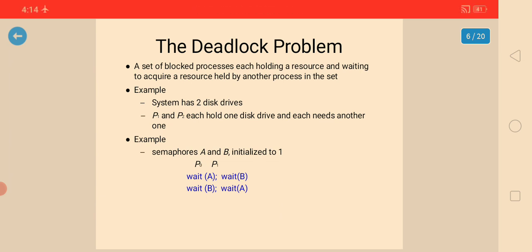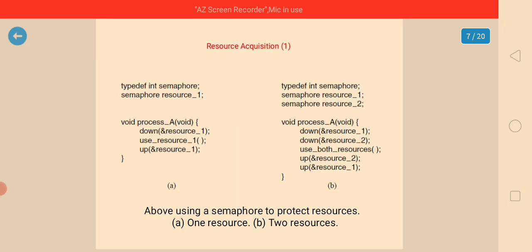For example, a system has two disk drives; P1 and P2 each hold one disk drive and each needs the other one. Here is one more example: the semaphores A and B are initialized to 1. P0 does wait A, wait B; P1 does wait B, wait A. So this is deadlock in the semaphores. So, resource acquisition here.